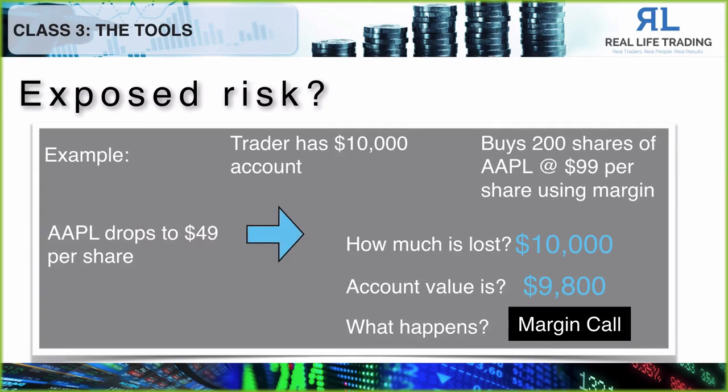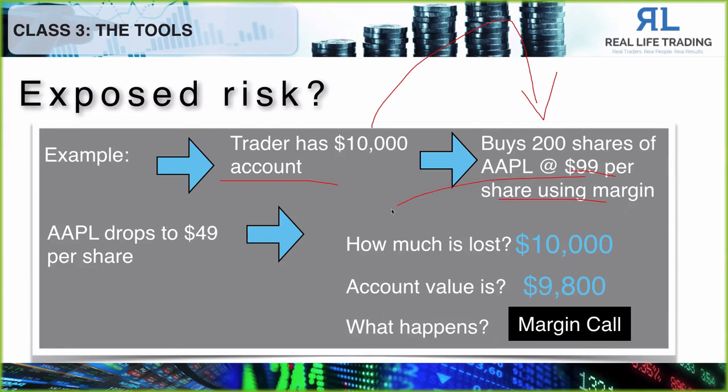Let's talk about one of the worst traders in the world 8 years ago. His name was Jeremy Newsom. Let's say Jeremy Newsom had a $10,000 account, and he bought 200 shares of Apple at $99 per share using margin. How much money did Jeremy spend? Almost $20,000. So he's maxed out, using all of his investment.